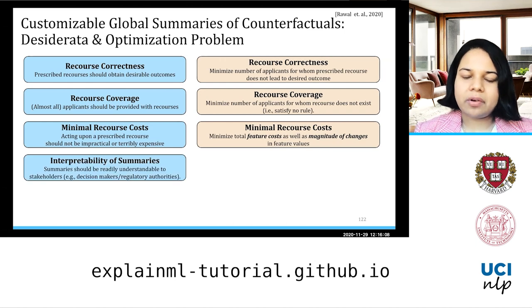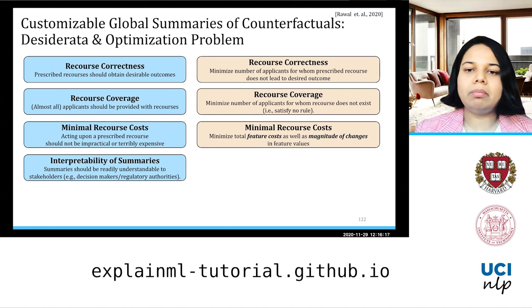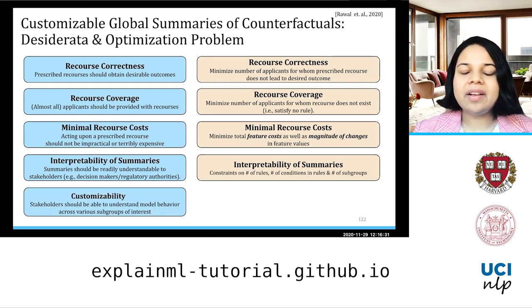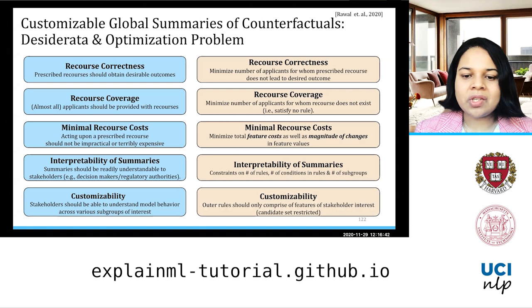Now, the next important criterion is interpretability of summaries. Summaries that we produce should be readily understandable to stakeholders like decision makers or authorities in this case. In order to enforce this in practice, we can enforce constraints on the number of rules, the number of conditions in rules, and the number of subgroups. Lastly, customizability is another key criterion in this context, and stakeholders should be able to understand model behavior across various subgroups of interest. In order to enforce this, outer rules can be constrained to comprise only of those features that are of interest to the stakeholders.